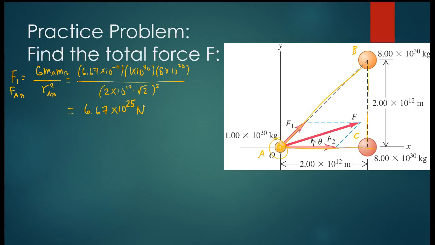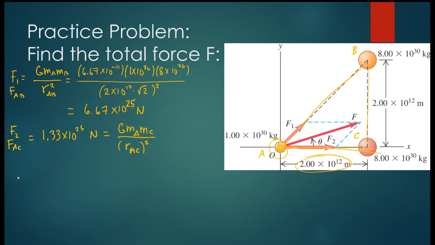Okay, likewise we can find F2, which is really FAC, and we can plug this in, and since basically the only difference is that we're a factor of root 2 closer, we can just take this force and multiply it by 2, so it's going to be 1.33 times 10 to the 26 newtons. So if you don't really believe me, just plug in G and then MA and MC, and then this is just going to be RAC squared, and RAC is just going to be 2 times 10 to the 12th.